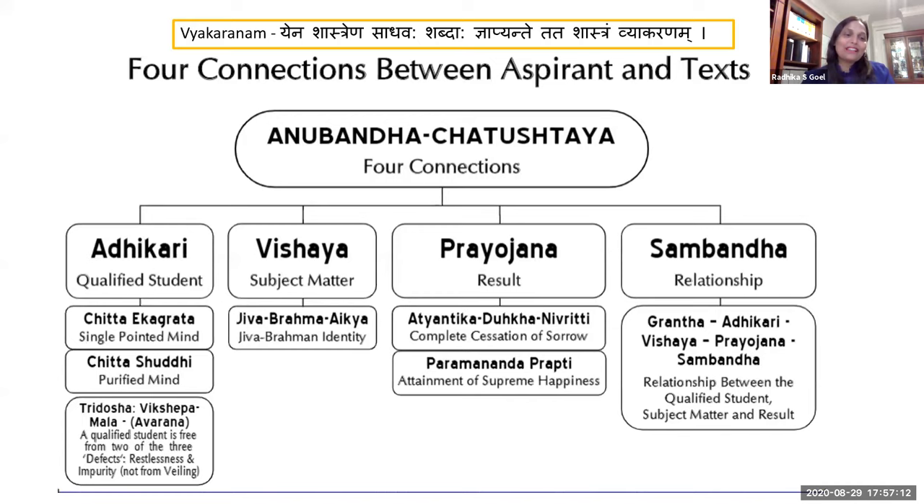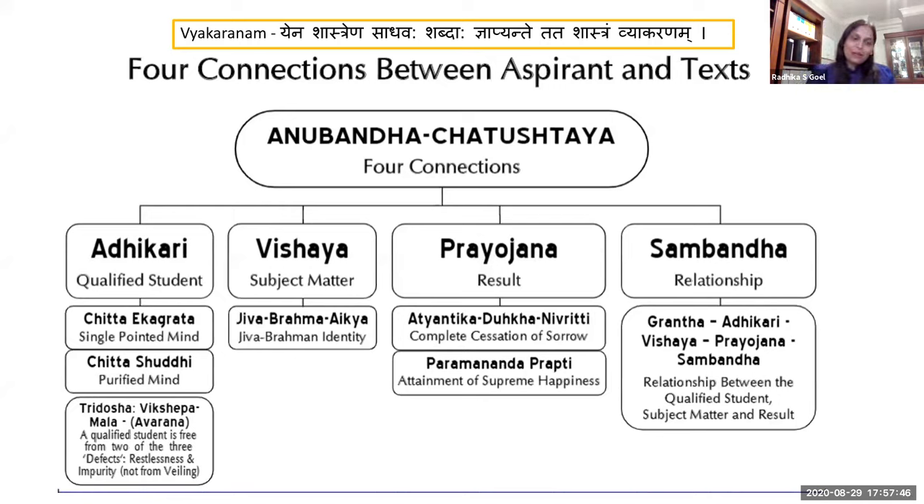Okay, so here, there is a clear definition of what an adhikari is. There is single-pointed mind, chitta ekagrata, and then chitta shuddhi, the purified mind. And there is also this concept of tridosha. Within an adhikari, or within a mind, they say that there are three kinds of doshas or faults: vikshepa, mala, and avarana.